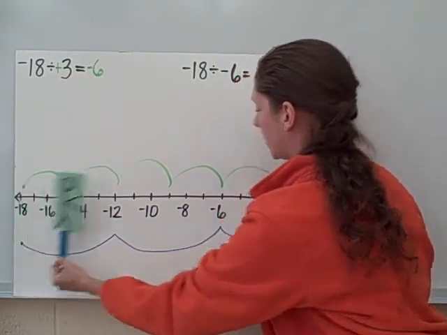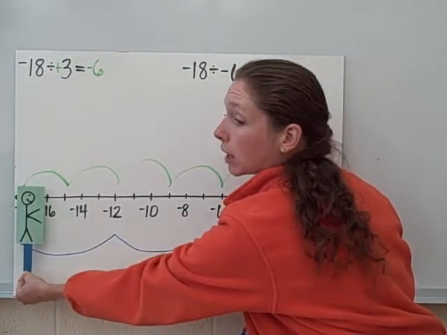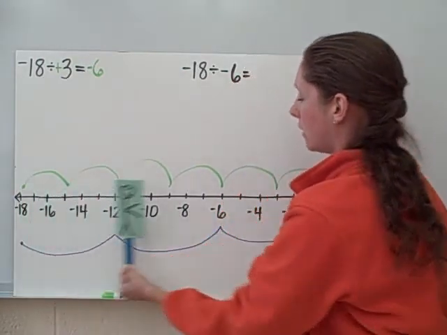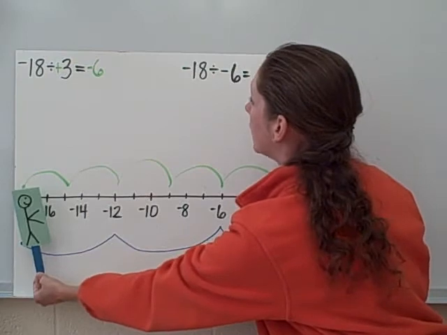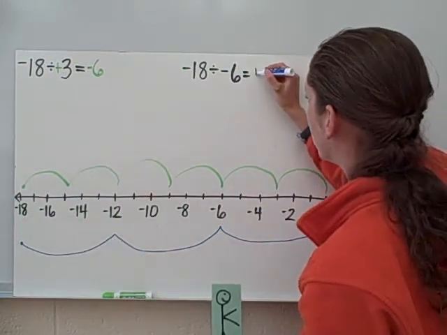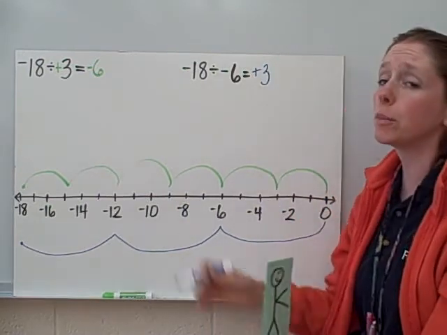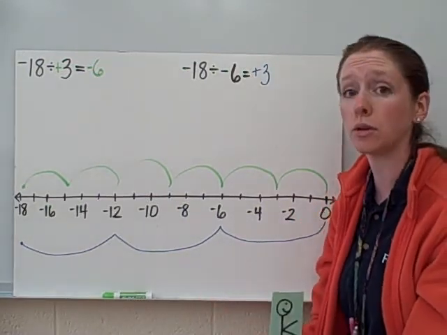Let's take a look at what happened. I took 3 steps. And let's take a look at where I'm facing too. I'm facing the positives. So my answer for negative 18 divided by negative 6 is a positive 3. Remember to go back and relook at things if you still need help.